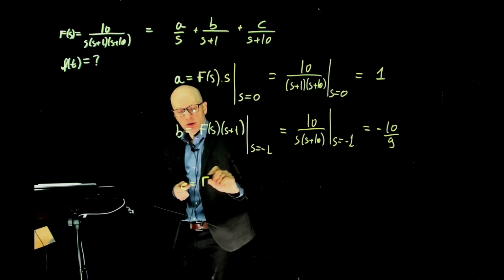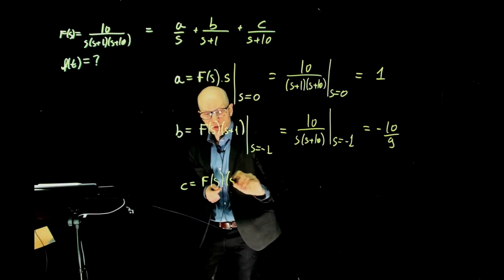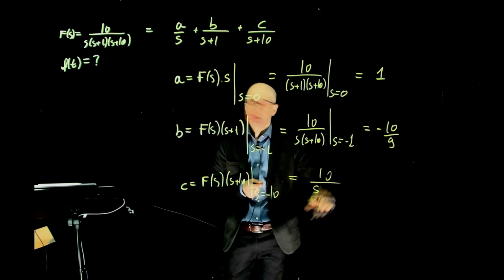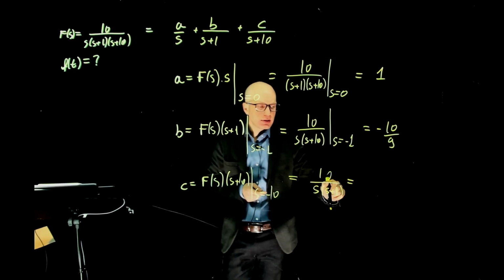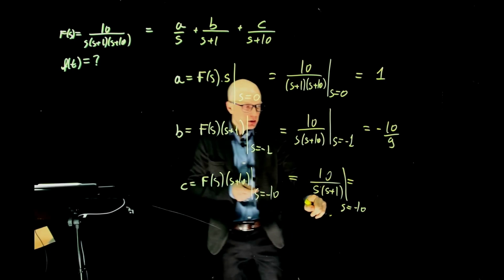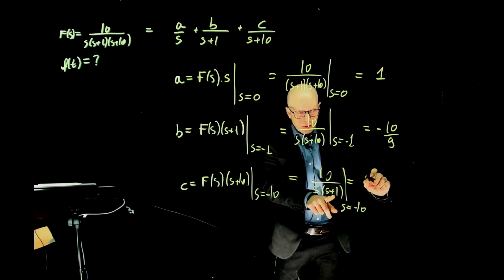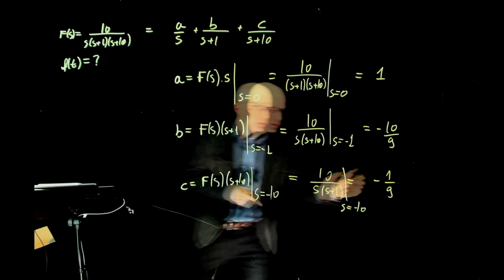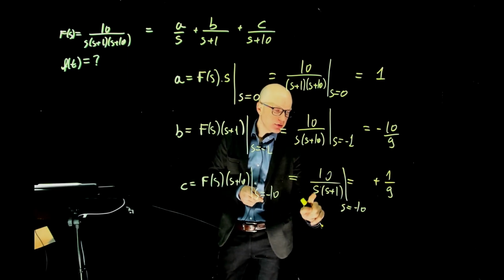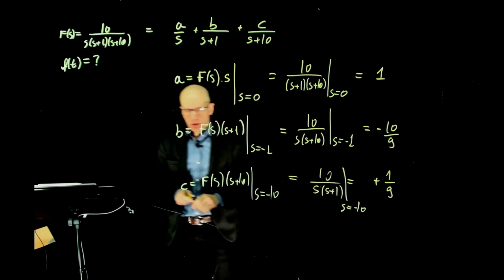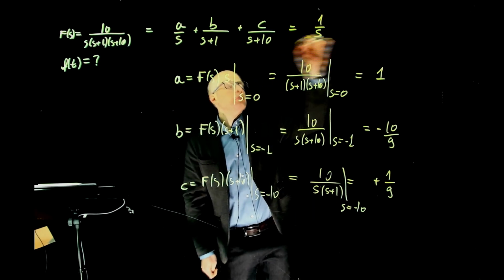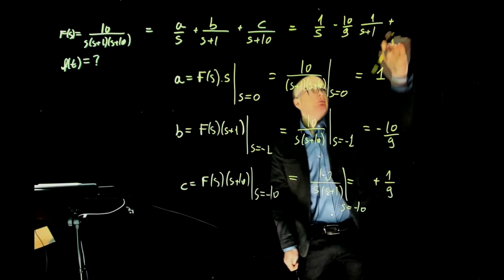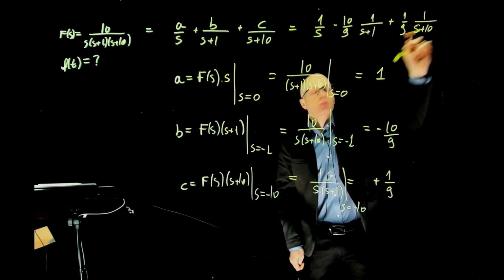And c is f of s times s plus 10, evaluated at s equals negative 10, which is 10 over s times s plus 1. And when s equals negative 10, we get negative 10 over negative 9. Negative or positive? Positive, right? This is negative 9, this is negative 10, so it's positive 10 over 9. So this writes as 1 over s minus 10 over 9 times 1 over s plus 1, plus 10 over 9 times 1 over s plus 10. What is the inverse Laplace transform of that?